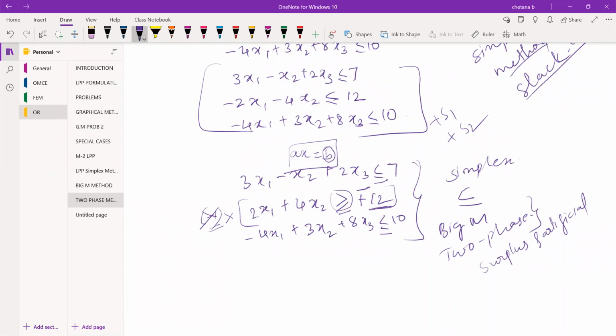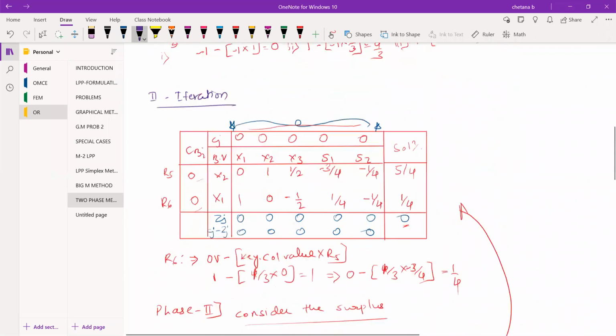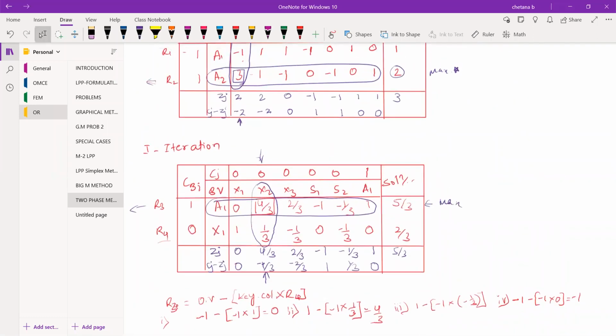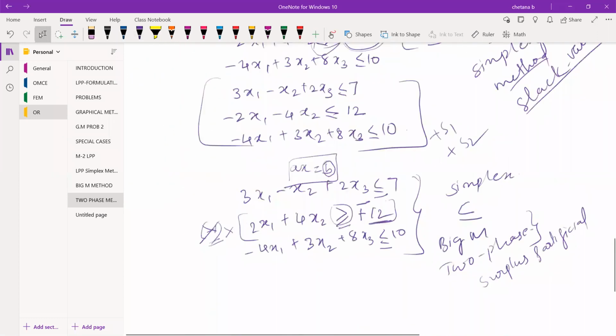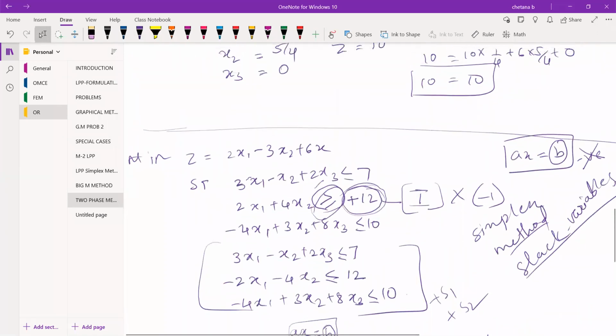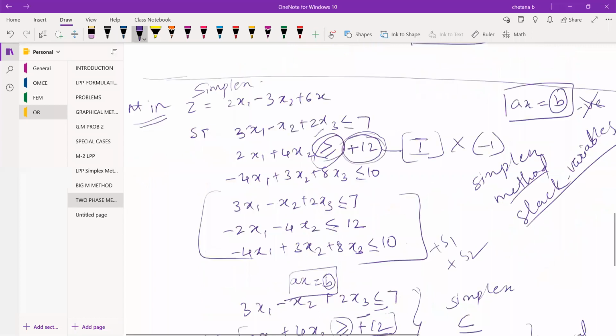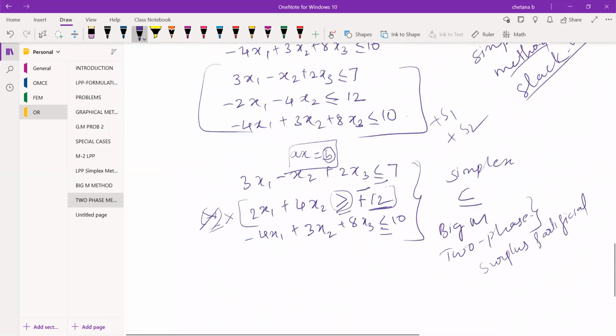So today I think it's enough. You can practice all these problems, please. And you can take this as the simplex method minimization problem. Practice this also. Is that okay?